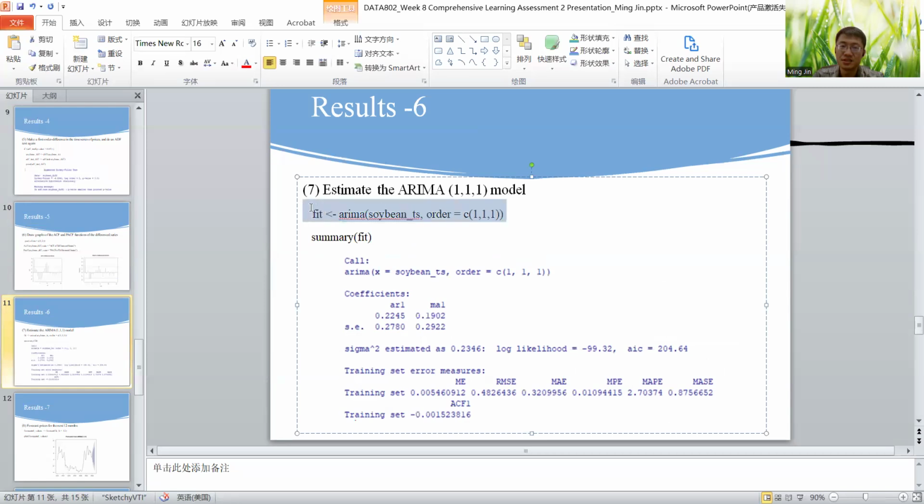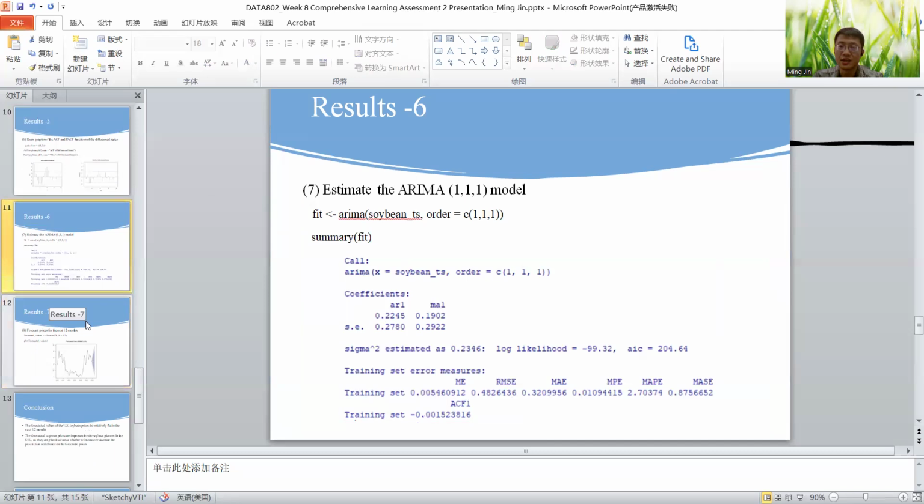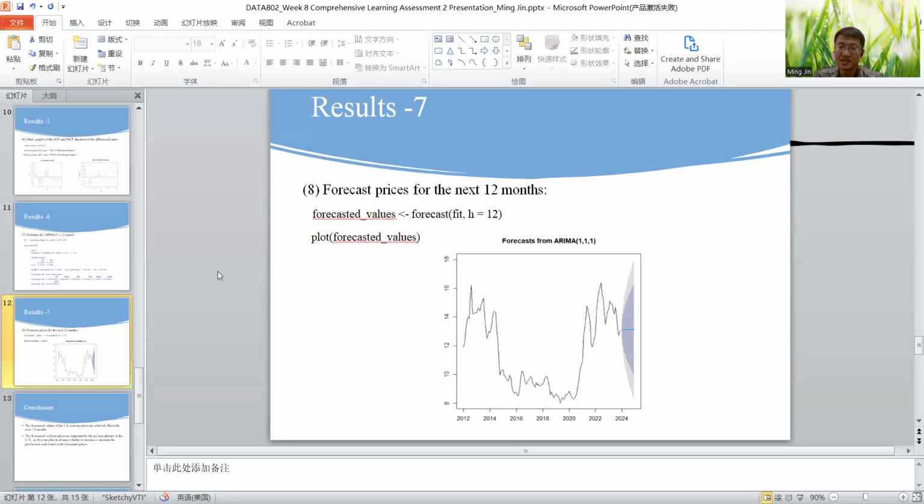We can use this command in R to estimate this ARIMA model, and then print out the result of the regression, so that we can see this model fits well, and here are the coefficients that we need to use. And finally, now that we have already established the model, in the next step, we can make forecasts for the U.S. soybean prices in the next 12 months.